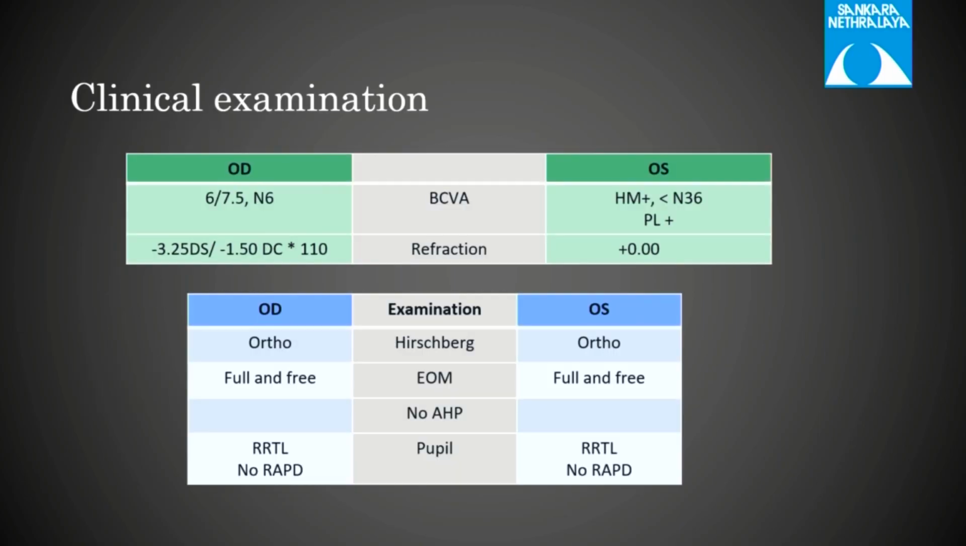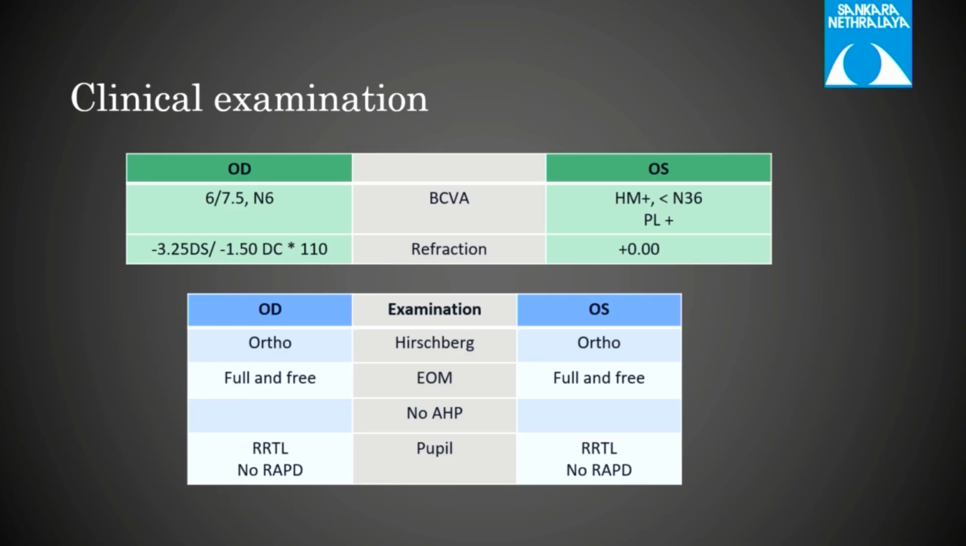Clinical examination. The best corrected visual acuity in the right eye was 6/6 with near vision N6. In the left eye it was hand movements, near vision less than N36. PL was present and accurate. Refraction in the right eye: the refractive error was minus 3.25 diopters sphere, minus 1.5 diopters cylinder at 110 axis.